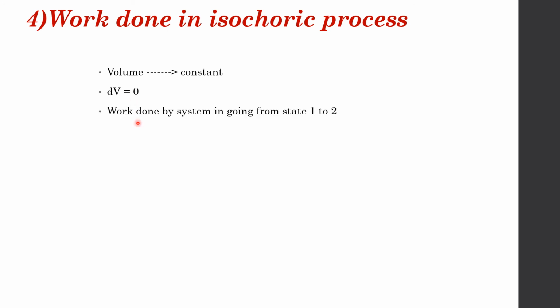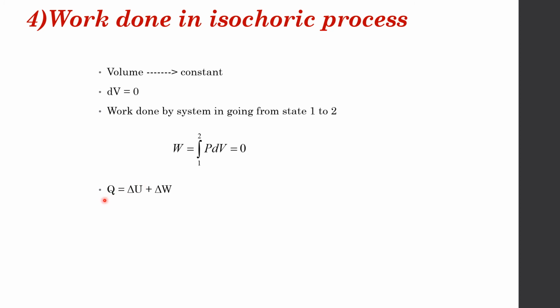Fourth application, work done in isochoric process. Isochoric process means the volume remains constant. That is, the change in volume dV will be equal to 0. So the work done by the system in going from state 1 to state 2 will be given as W is equal to the integration of P dV. Now as dV is 0, the work done is 0.